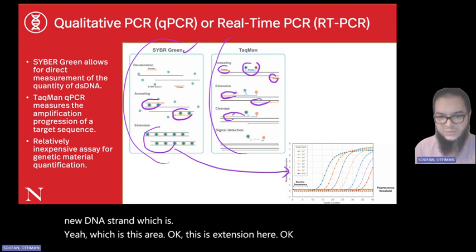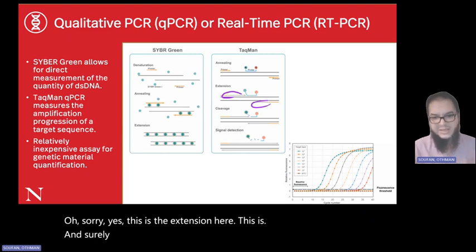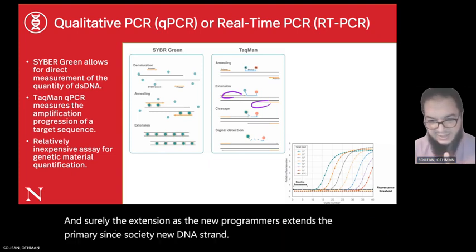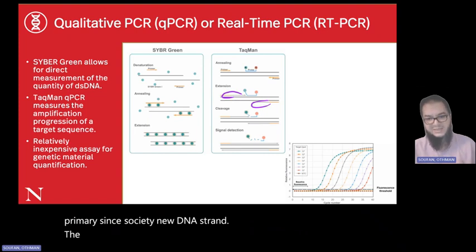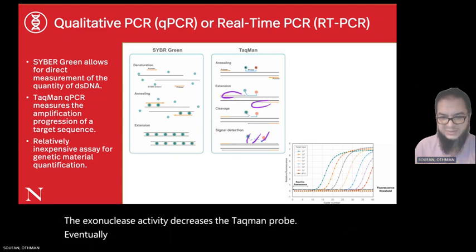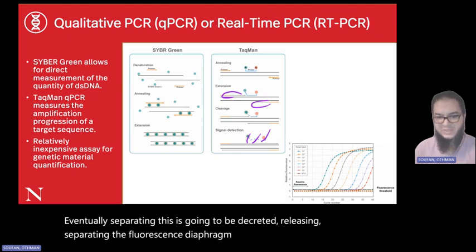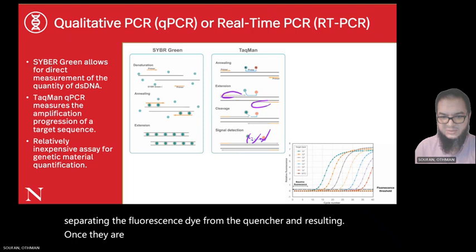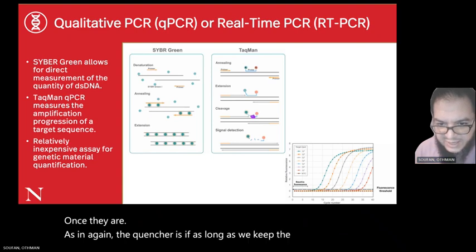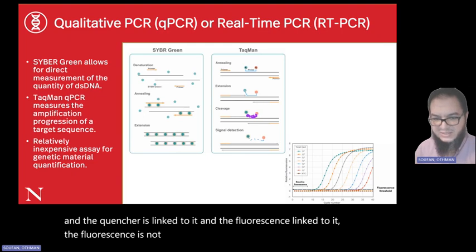Yes, this is the extension here. As the DNA polymerase extends the primer, it synthesizes a new DNA strand. The exonuclease activity degrades the TaqMan probe, eventually separating the fluorescence dye from the quencher. Again, as long as we keep the probe intact, with the quencher linked to it and the fluorescence dye linked to it, the fluorescence is not released and light is not detected.